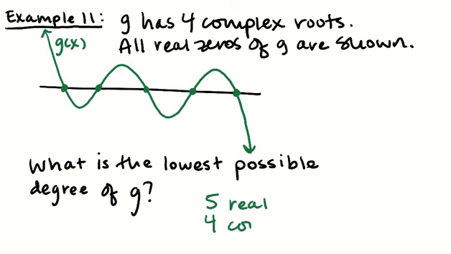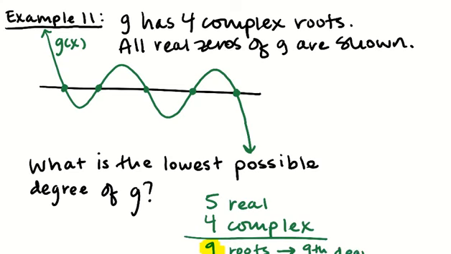Said 4 complex. And these are the ones that we can't see on the graph, giving us a total of 9 roots. And the fundamental theorem of algebra tells us 9 roots, 9th degree. It looks like that's cut off a little bit, but you get 9 roots, 9th degree. Nth degree polynomial, n roots, up to multiplicity, up to complexity.